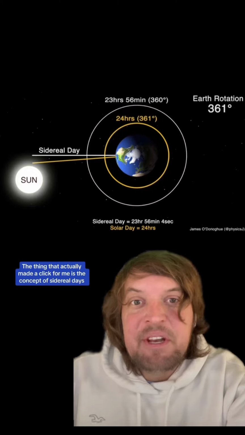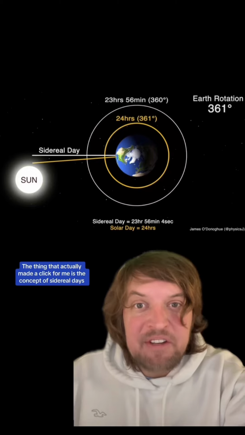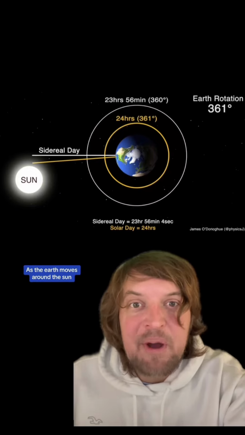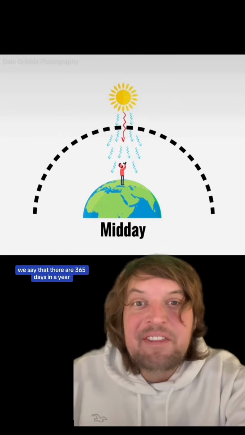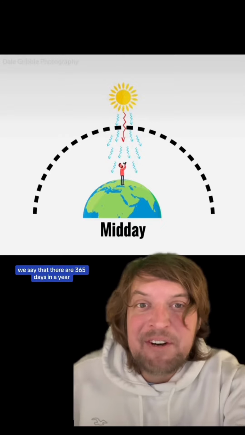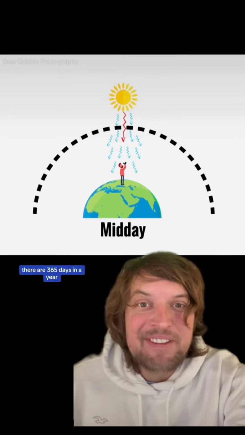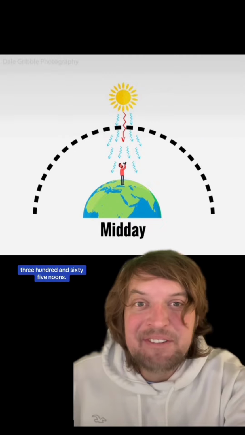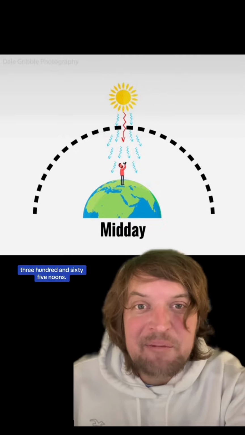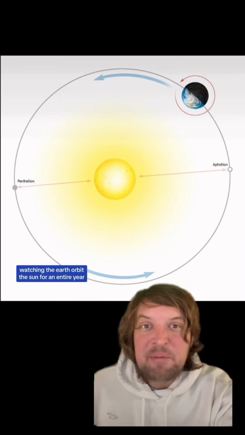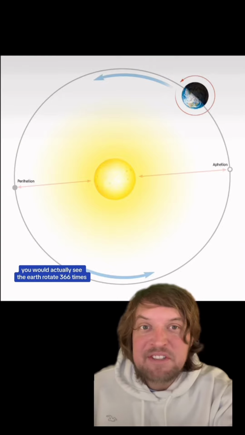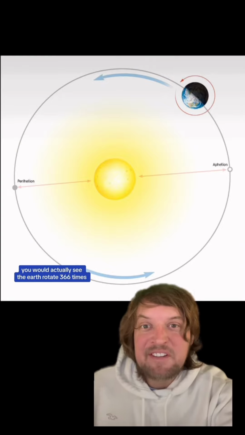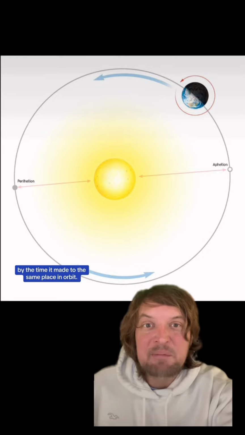The thing that actually made it click for me is the concept of sidereal days as the Earth moves around the sun. So here on Earth we say that there are 365 days in a year because from our perspective, there are 365 days in a year, 365 noons. But if you were out in the stars watching the Earth orbit the sun for an entire year, you would actually see the Earth rotate 366 times by the time it made it to the same place in orbit.